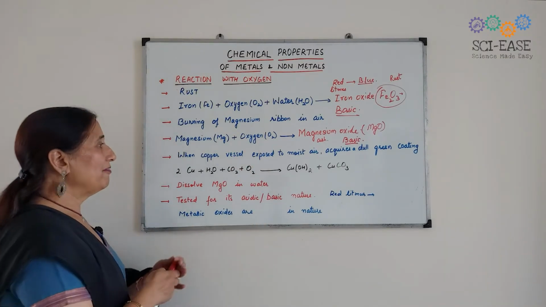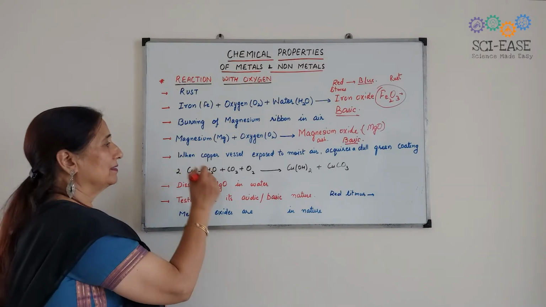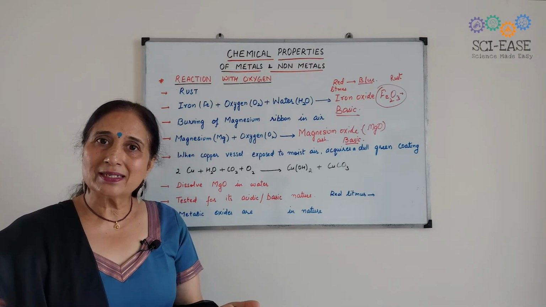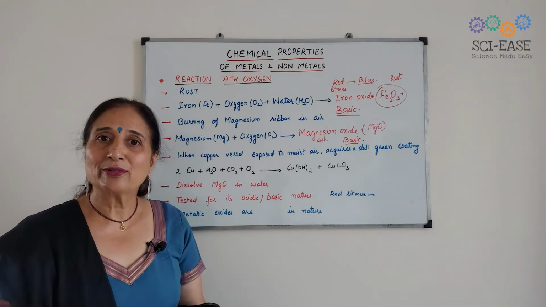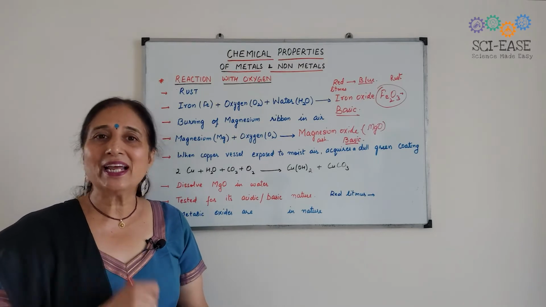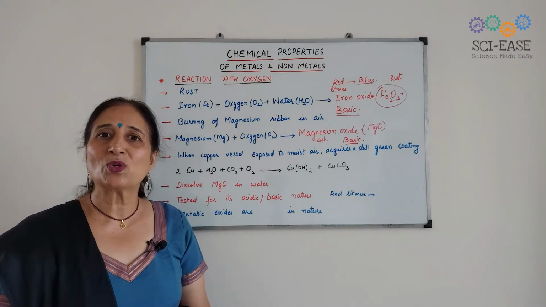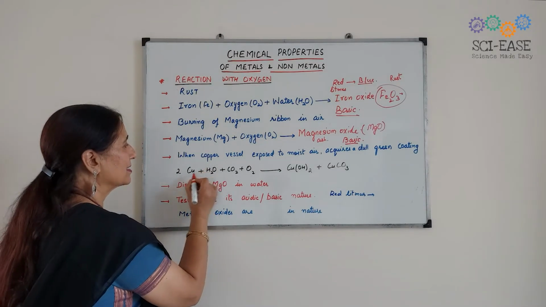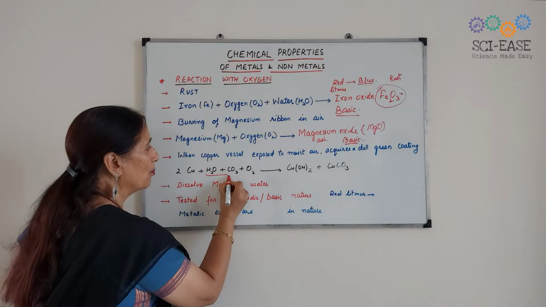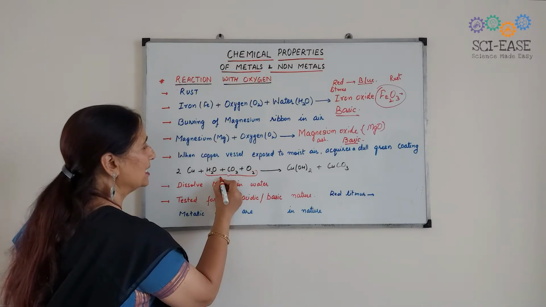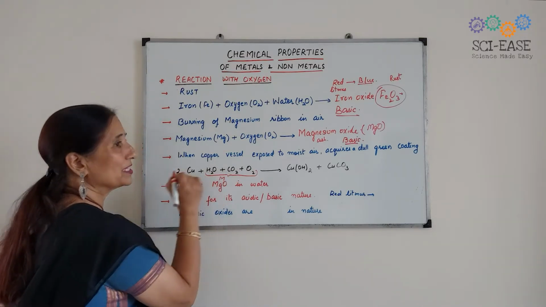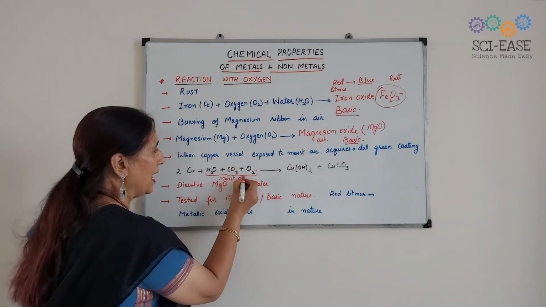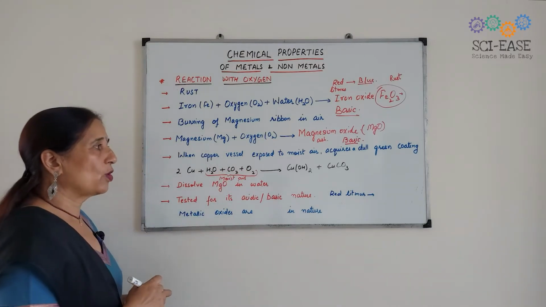Why? Now I will tell you which gases are present in the atmosphere. Oxygen is present, nitrogen is present, even carbon dioxide in a very small amount is present, and water vapors are there. So this is when copper reacts with moist air. Why moist? Because of the presence of water vapors. And air contains carbon dioxide and oxygen.